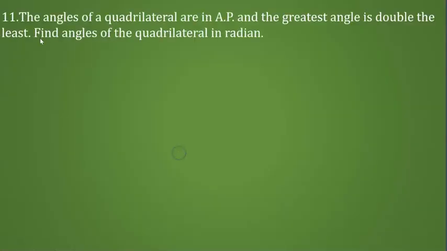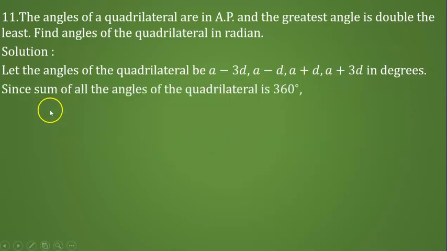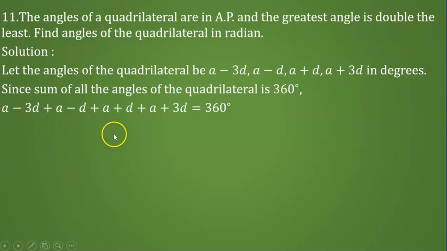Now the next problem. The angles of a quadrilateral are in AP and the greatest angle is double the least. Find the angles of the quadrilateral in radian. Now solution. The angles of the quadrilateral be a minus 3d, a minus d, a plus d, a plus 3d in degrees. Since sum of all the angles of the quadrilateral is 360 degree, therefore a minus 3d plus a minus d plus a plus d plus a plus 3d is equal to 360.